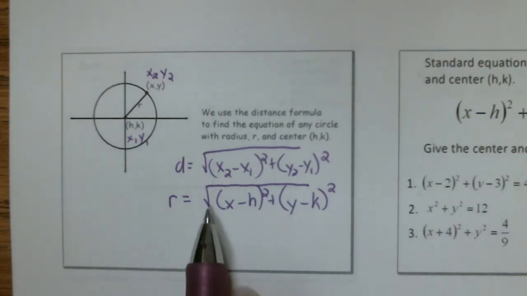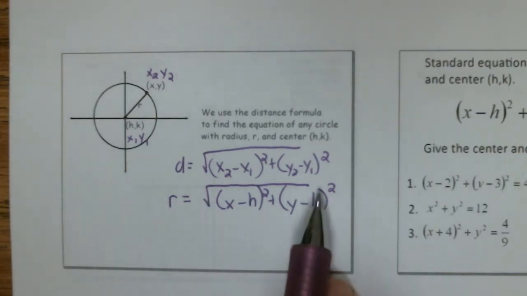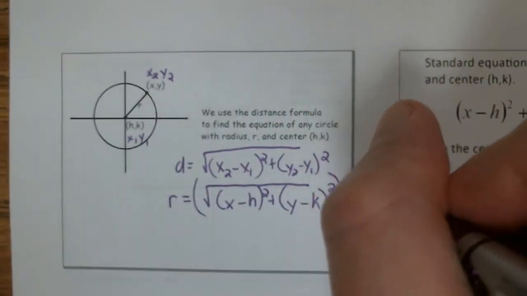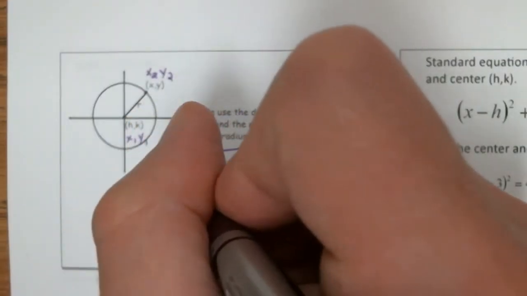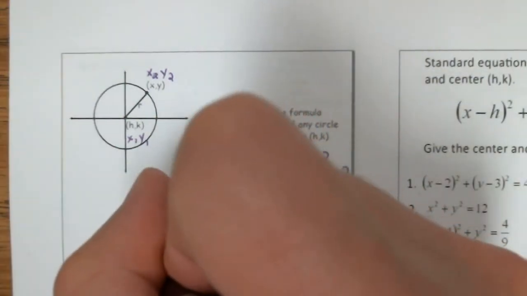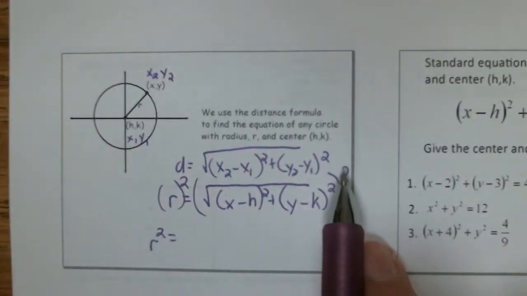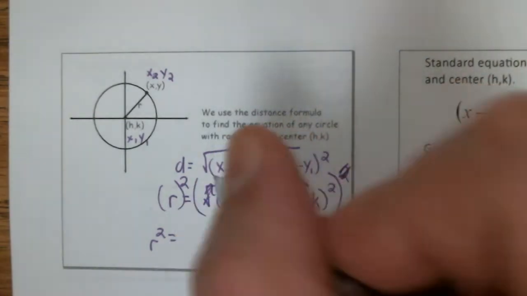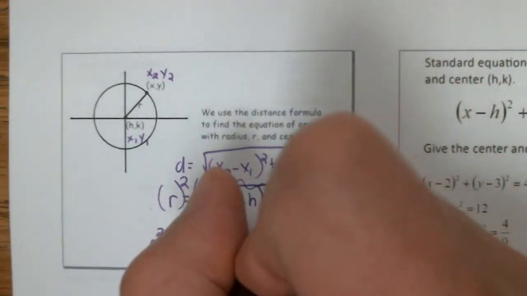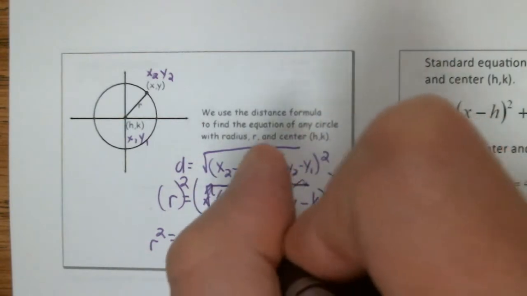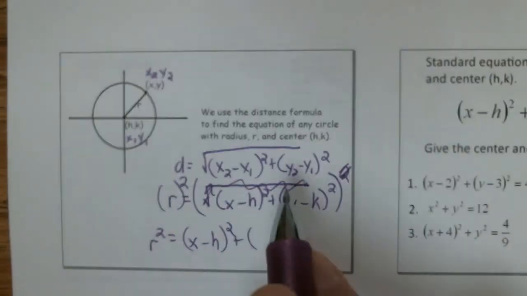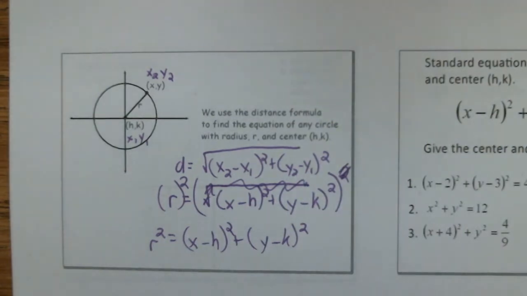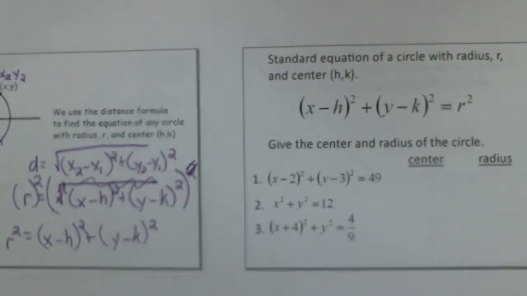Now I want to get rid of this square root, so I'm going to square both sides of the equation. Then I'm going to have r squared. When I square the square root of something, these just cancel. So the square root and the square cancel, and I'm left with (x minus h) squared plus (y minus k) squared. And that, boys and girls, is the equation of your circle.